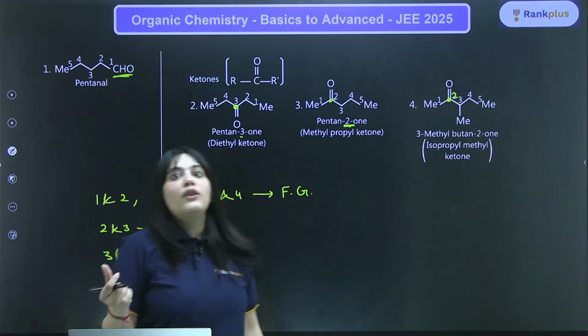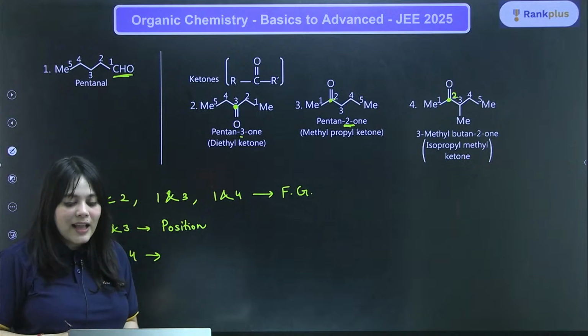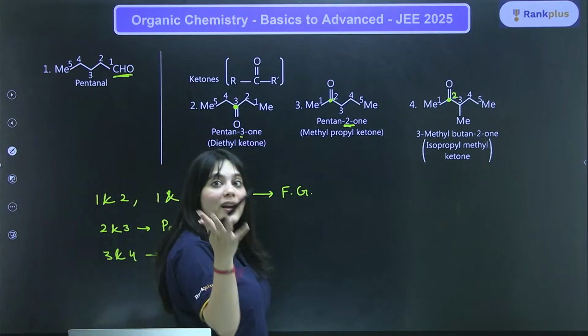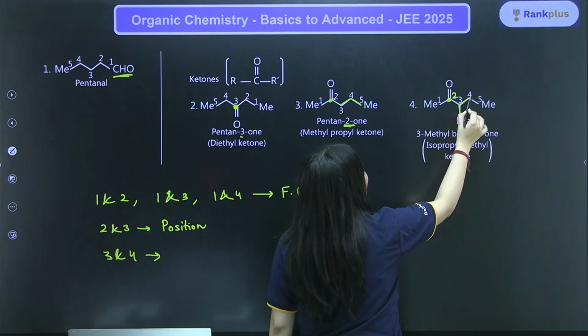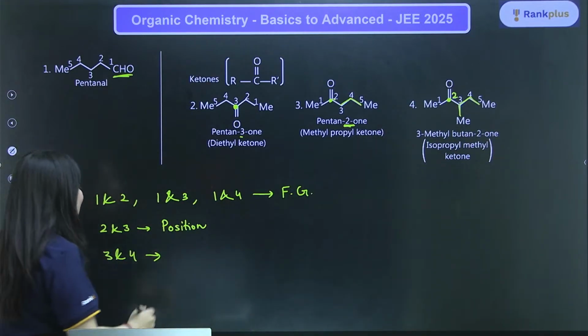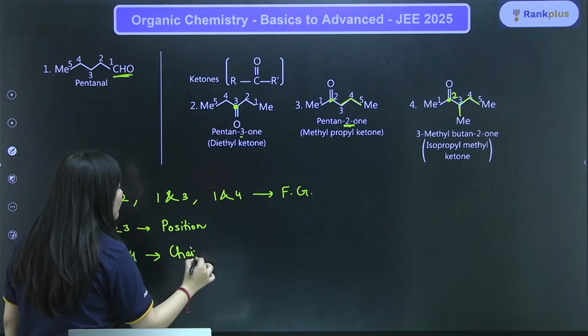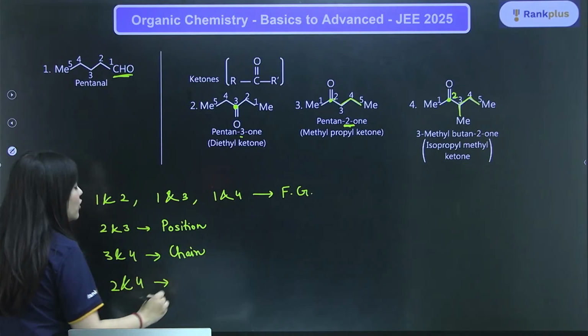So the position of the functional group is not changing. What is changing? Ankit Singh has already answered. Absolutely, chain. See, here there is a straight chain, here there is a branched chain, right? So here they are actually showing chain isomerism. Absolutely beautiful answer. Now what kind of isomerism are 2 and 4 showing?